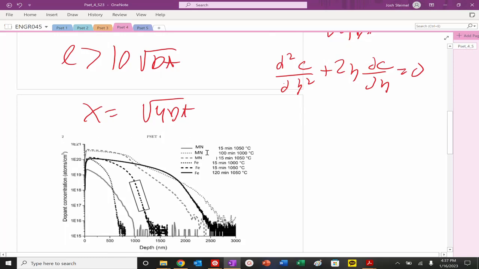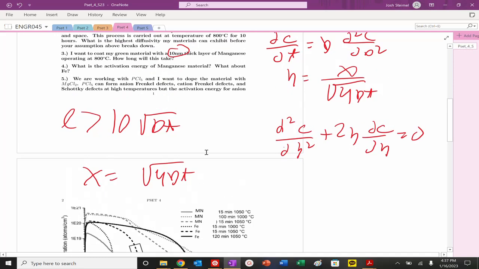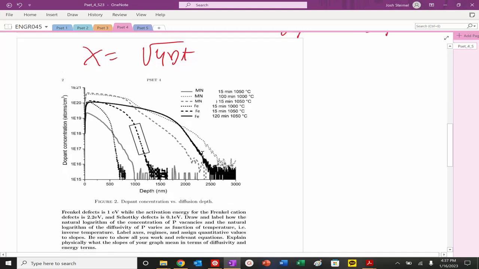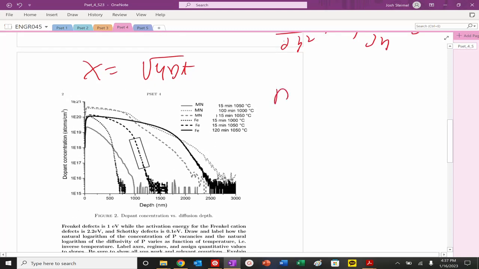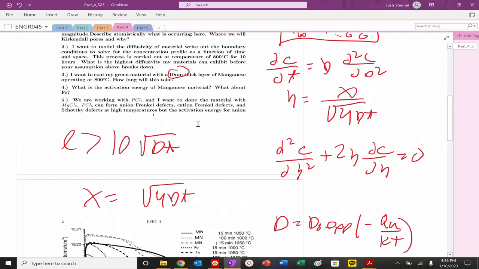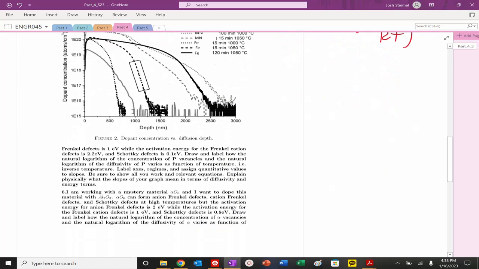So we do have manganese. Oh, but we don't have 800 C. So how are we going to solve this? Well, we're actually going to have to calculate. We know that D is equal to D naught times exponential of minus Qa over kT. So we're going to have to get a little bit down and dirty to solve this problem. We'll come back to this later once we solve for diffusivity, and actually we're going to solve these activation energies first for number 4.